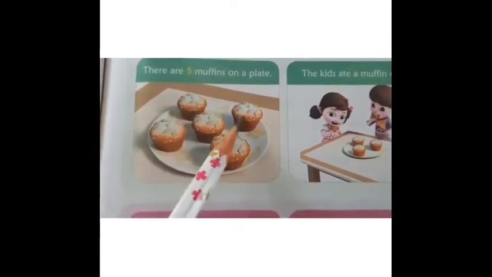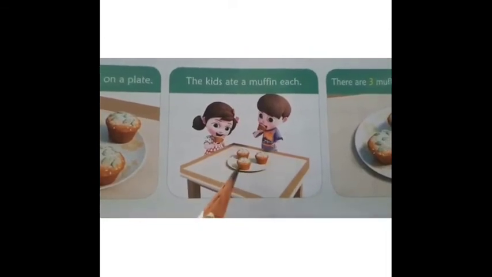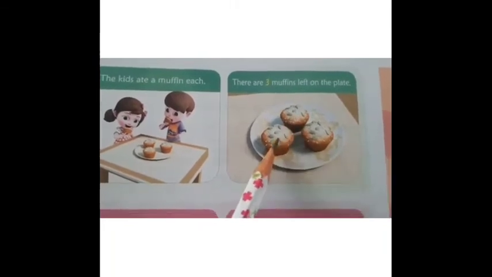Next, children, look at this picture. There are 5 muffins on a plate. 1, 2, 3, 4, 5. Children, now look at this picture. Out of 5 muffins, the kids ate a muffin each. So, there are 3 muffins left on the plate. 1, 2, 3.